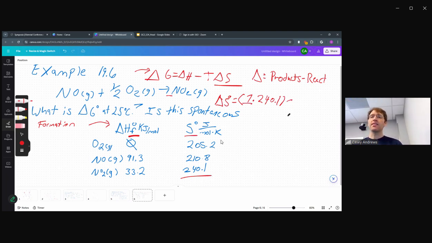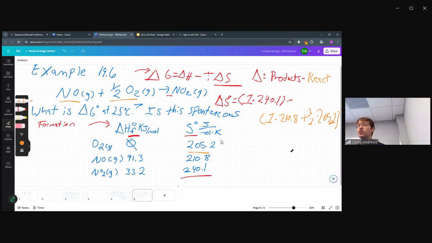And I'm going to subtract that by my reactants. Let me color code it. So if you're looking back today or tomorrow, products minus reactants. Okay, so we have 1 reactant of NO, so 1 times NO is 210.8. And I'm going to add that to, because we have two reactants, so I need to do addition, 1/2, because we have 1/2 mole of O2 times 205.2.